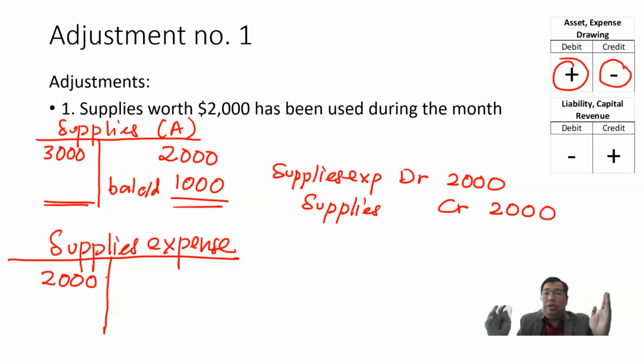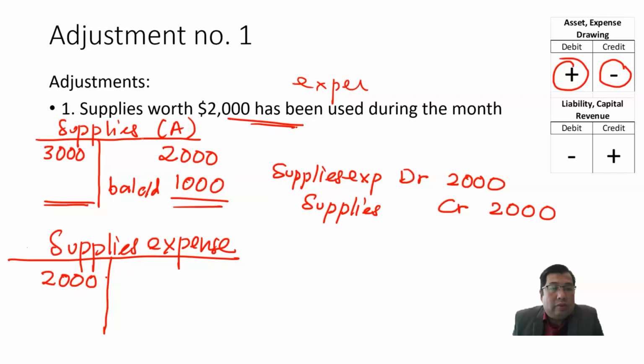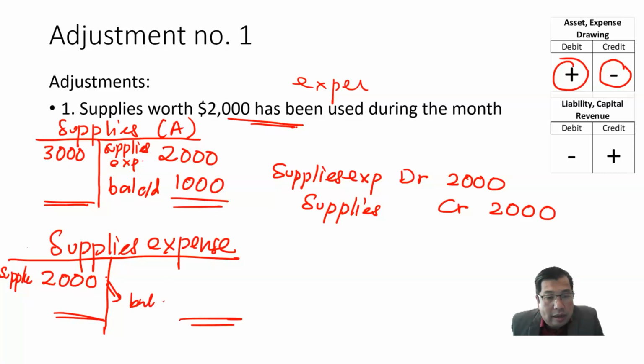Yeah, I can see many students got confused. Many students got confused why they put 2,000, because we already used the supply. So this is our expense now. I'm going to write here supplies expense. Okay, you can put the date here. So at the end of the month, you have a balance of supplies expense, balance c/d of 2,000. Yeah, your supplies balance is 1,000.